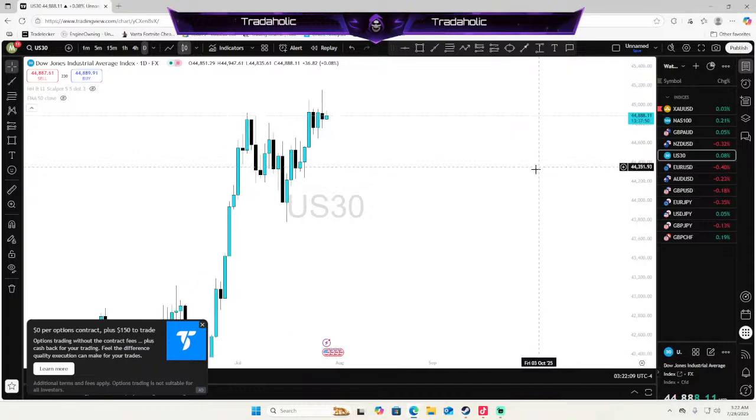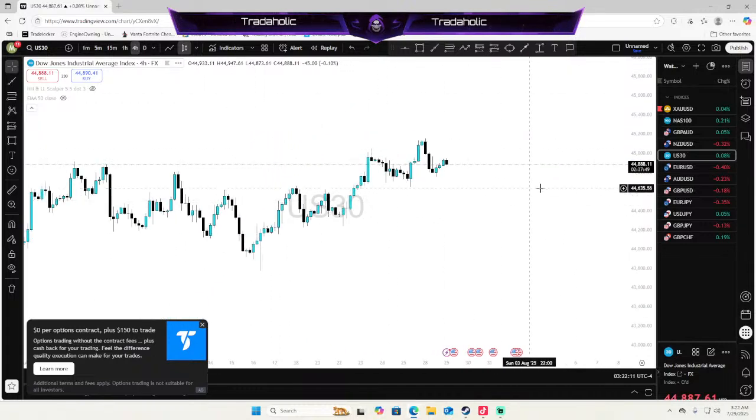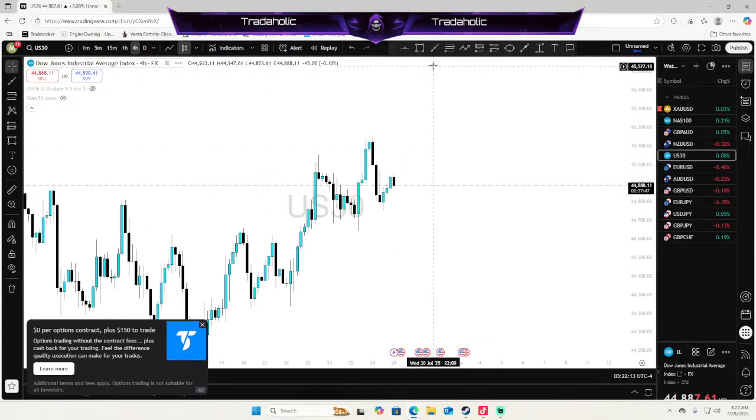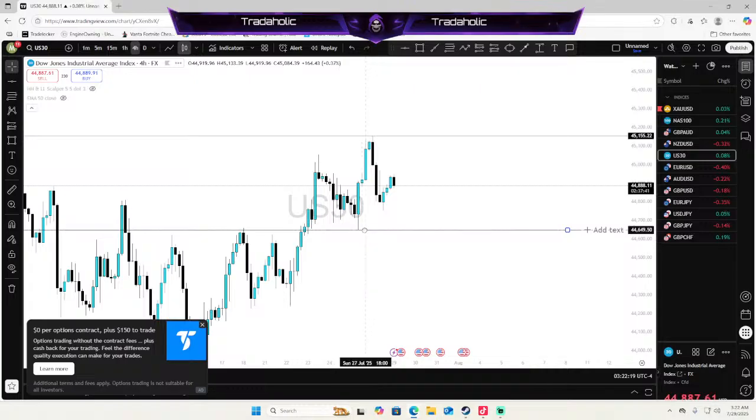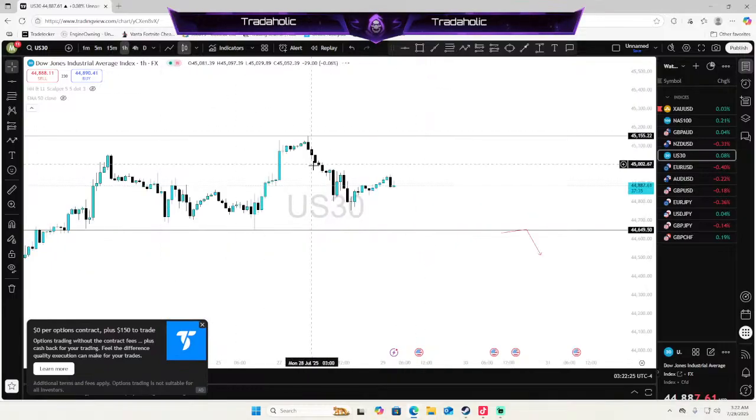US30 daily time frame is bullish. 4-hour time frame is bullish as well. Look on the 4-hour time frame. We're above this current high. This is our current high. This is our current higher low. This is the price range we're in. As far as selling, I wouldn't sell until the 4-hour takes out these lows right over here. But the 4-hour is currently bullish.